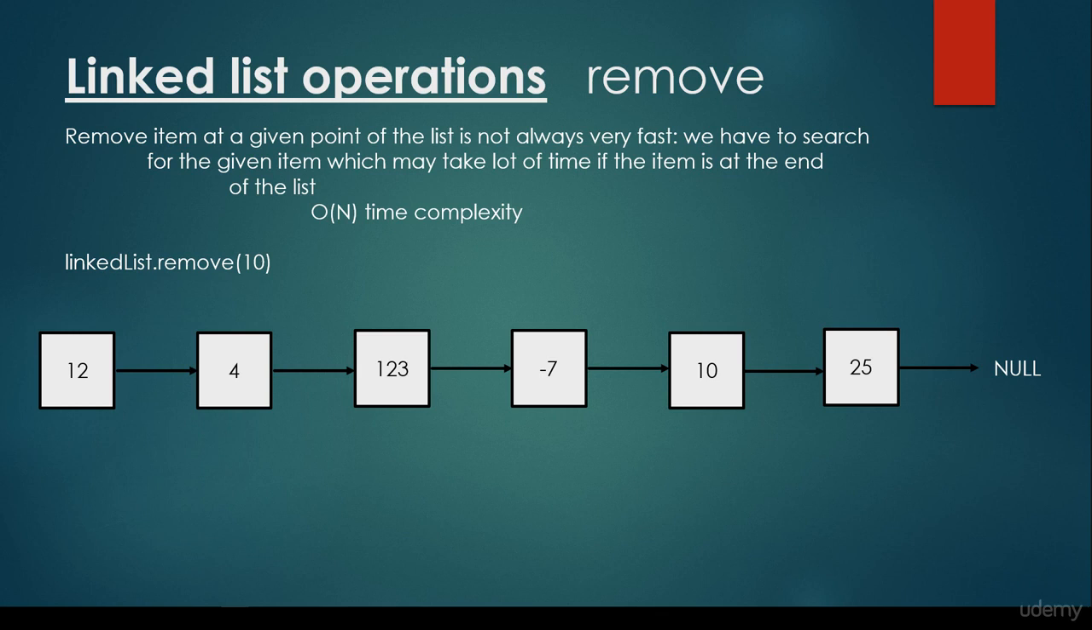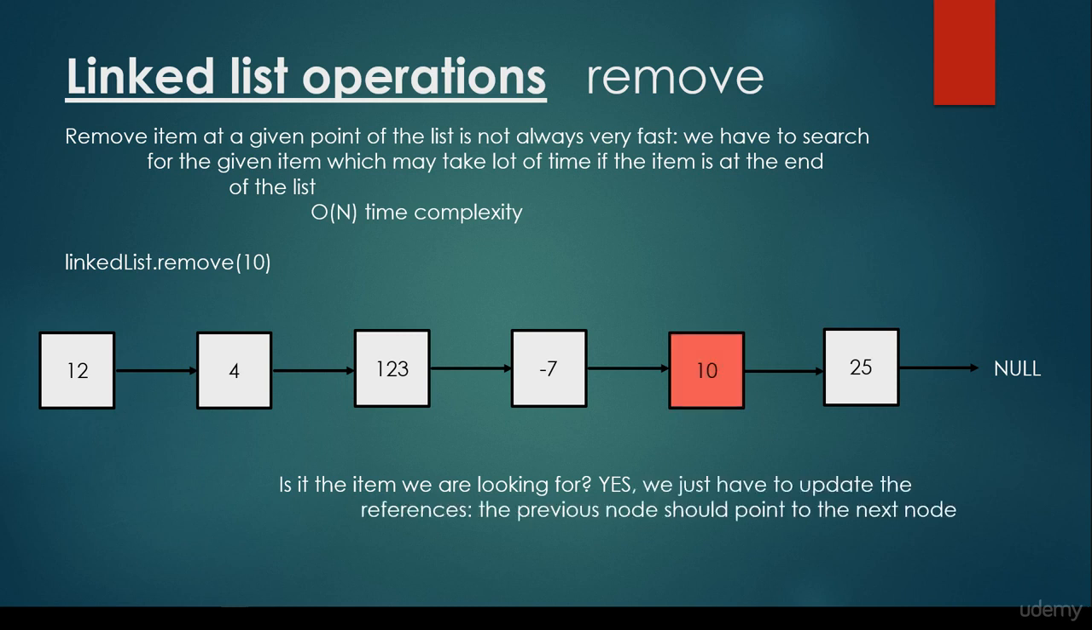So we would like to remove the 10. Okay, first we have to search for it. We start at the root node, and on every iteration we ask the question: is it the item we would like to get rid of? So is 12 equal to 10? No, so we keep going, we go to the next node. Is 4 equal to 10? No, we keep going. Is it the item we would like to get rid of? No, we keep going. -7 is not equal to 10, so we keep going. But here we have managed to find the item we are looking for.